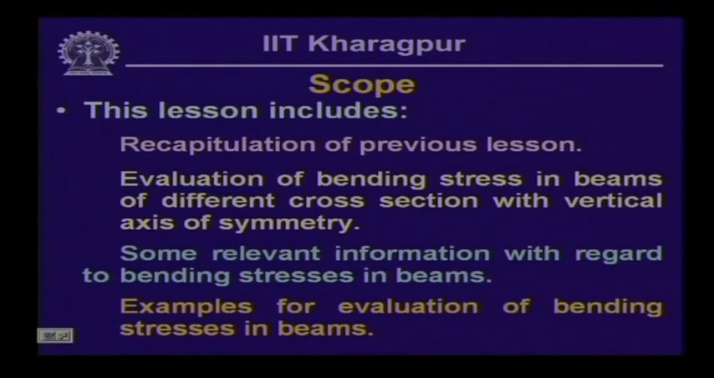Hence, the scope of this particular lesson includes the recapitulation of the previous lesson which we have discussed, evaluation of bending stress in beams of different cross section with vertical axis of symmetry, and some relevant information with regard to bending stresses in beams. We have derived the flexural equation or the bending equation. Now, what are the consequences of that? What are the consequences of bending stresses? What is the impact of bending stresses on different types of cross sections? That we will look into, and we will be looking into some examples for evaluating bending stresses in beams.